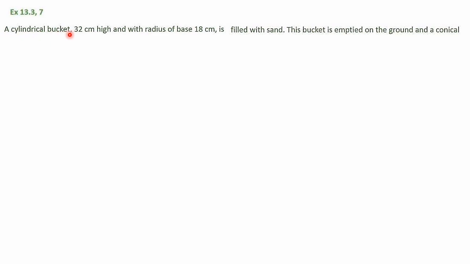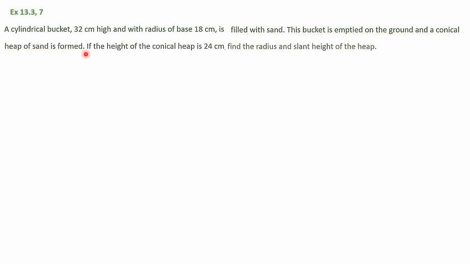Next we shall discuss question number 7. A cylindrical bucket 32 cm high with a radius of base 18 cm is filled with sand. This bucket is emptied on the ground and a conical heap of sand is formed. The height of the conical heap is 24 cm. Find the radius and slant height of the heap.